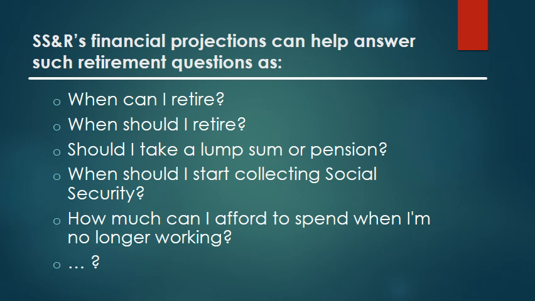SS&R's financial projections can help answer such retirement questions as, when can I retire? When should I retire? Should I take a lump sum or pension? When should I start collecting Social Security? How much can I afford to spend when I'm no longer working? In the case of Mary Lamb from the previous slide, it seems she would need to work beyond age 62 if she wants to maintain her current standard of living.